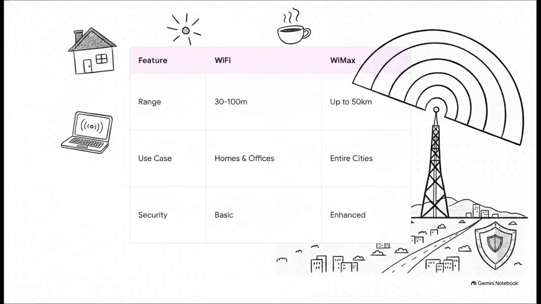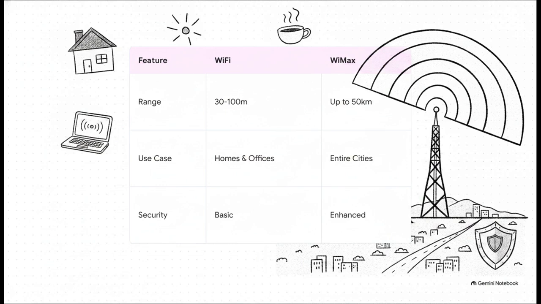Beyond cellular networks, when we want to connect our laptops wirelessly, we have to choose the right tool for the job, usually Wi-Fi or WiMAX. Wi-Fi is your standard short-distance solution. It's perfect for covering, say, 30 to 100 meters in your living room or a local cafe using basic encryption.